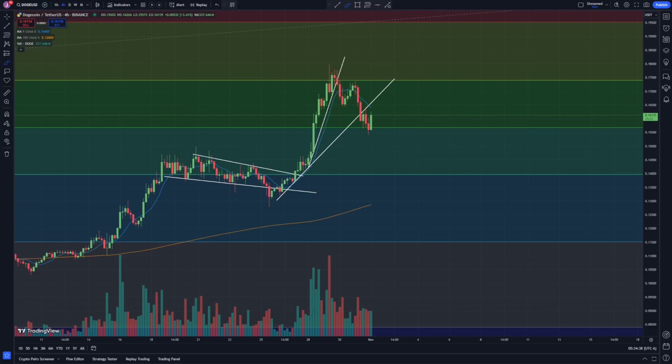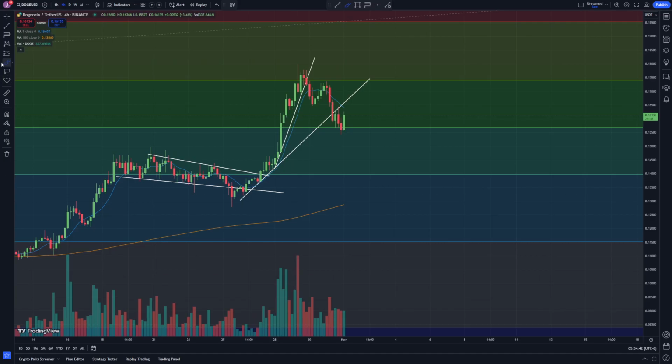Let's take a look at what's going on with Dogecoin today. Okay, so we've been watching these uptrends right here. We had an uptrend and then we broke it right here. We had support, support, support, and then we finally broke it going to the downside.